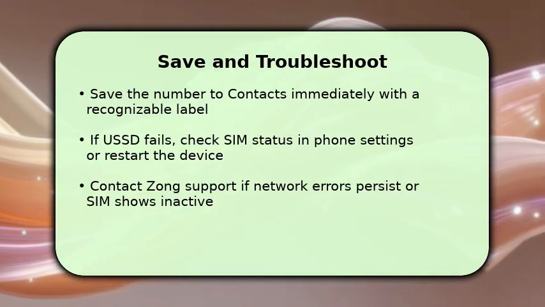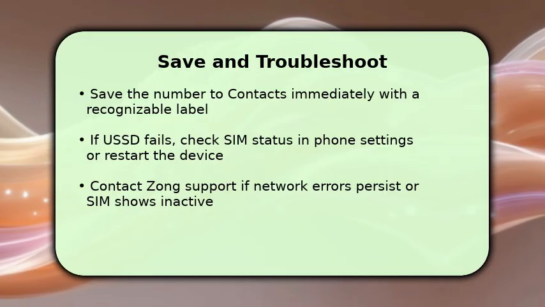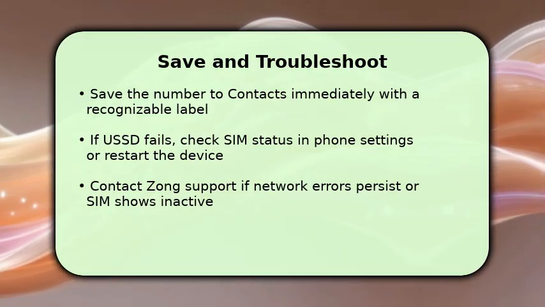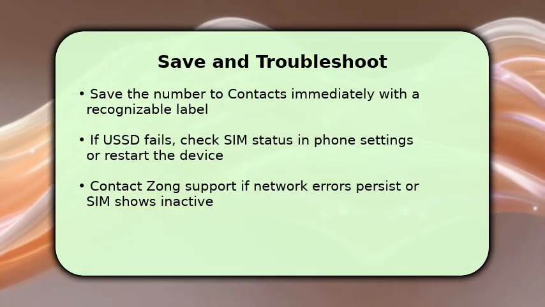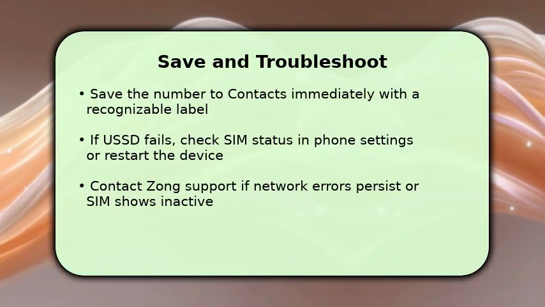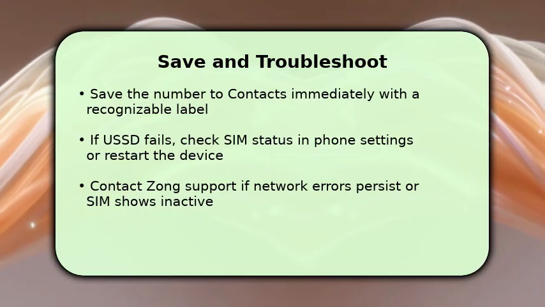Also check settings, SIM status, to confirm the operator shows Zong and that the SIM is active. If those steps fail, contact Zong support or visit a service center because the SIM may be inactive or blocked. This single troubleshooting tip, restart then check SIM status, fixes most problems.